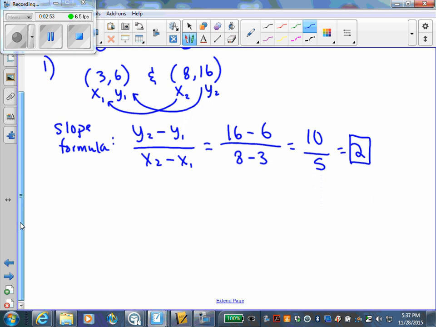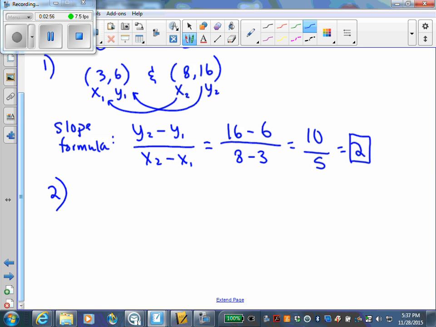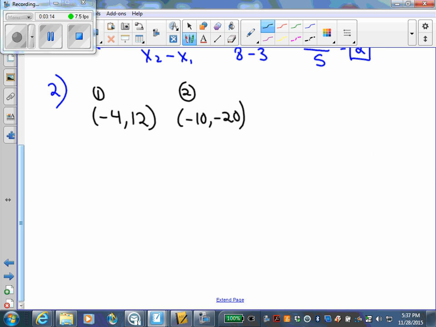Okay, second example, we're going to do a little bit tougher numbers. So let's do our first point. We'll call it point number 1. It's going to be (-4, 12). And point number 2, let's do (-10, -20). Okay, so I'm going to label these. This is x sub 1, y sub 1, x sub 2, y sub 2. And the formula goes y sub 2 minus y sub 1 over x sub 2 minus x sub 1.